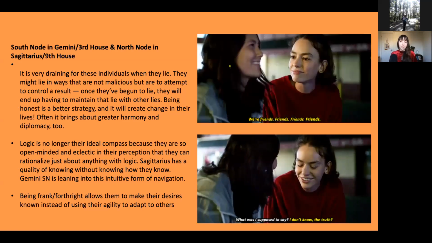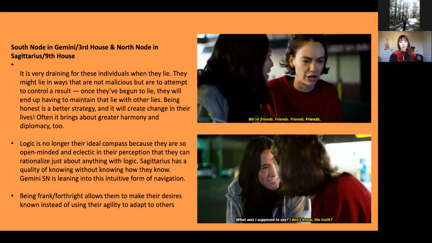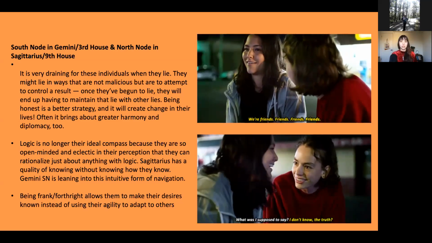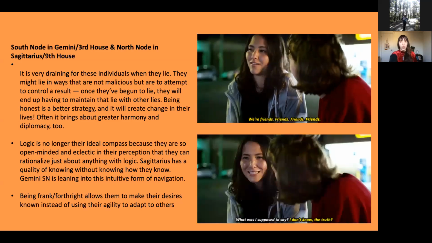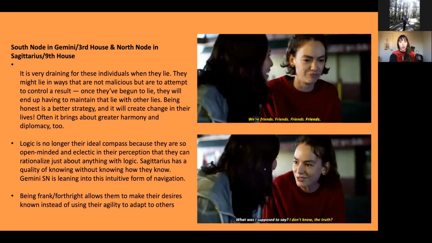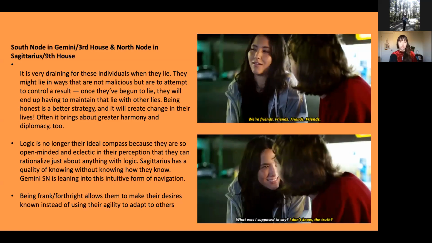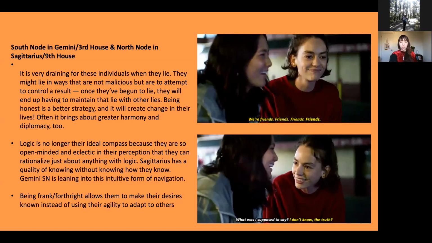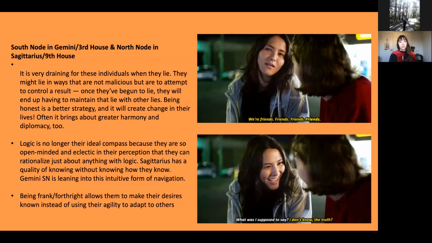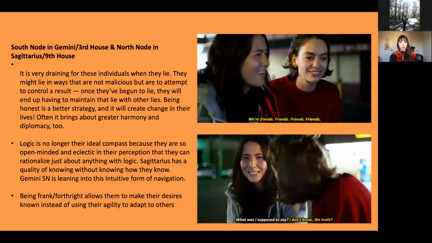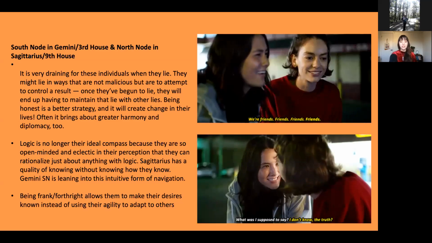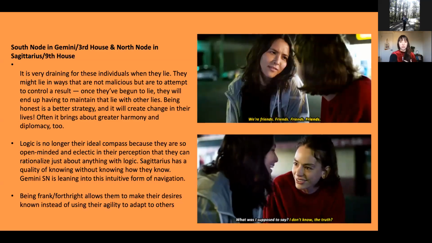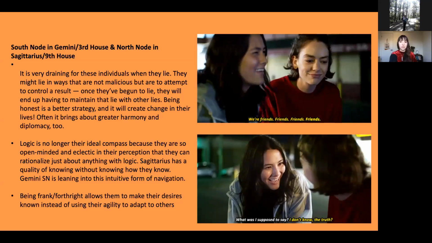So I'm going to be talking about this throughout, but lies are a really big theme with Gemini and Sagittarius, and in different ways. So this whole axis is really about honesty in a lot of ways, and dishonesty, and aligning with honesty. So it can be really draining for these individuals when they lie. And if they're moving into their Sagittarius North Node, that's all about authenticity and speaking their truth.